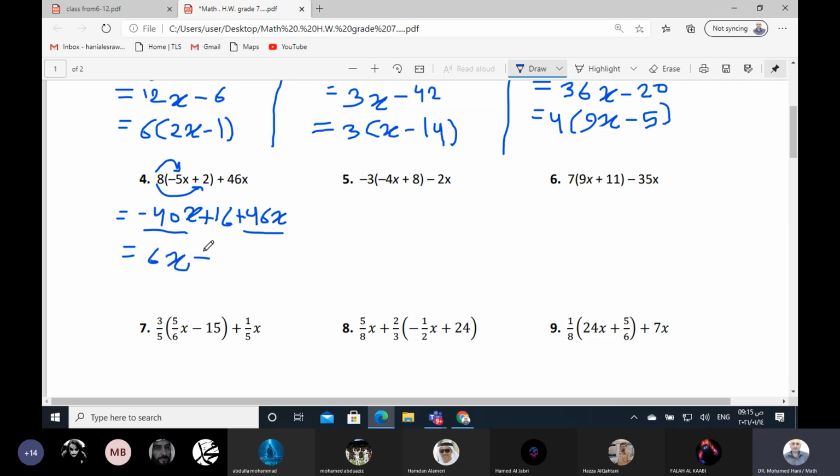Plus 16. Now what is the GCF between 6 and 16? It will be 2. Open parenthesis. 6 divided by 2 will be 3x, plus 16 divided by 2 will be 8.